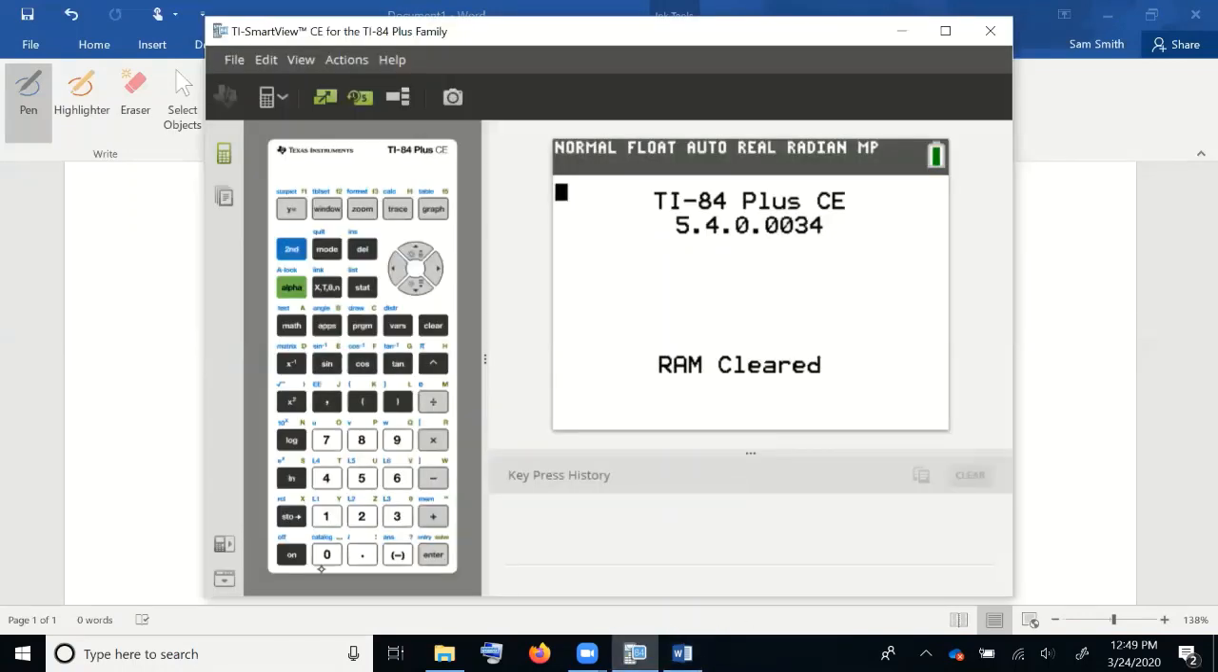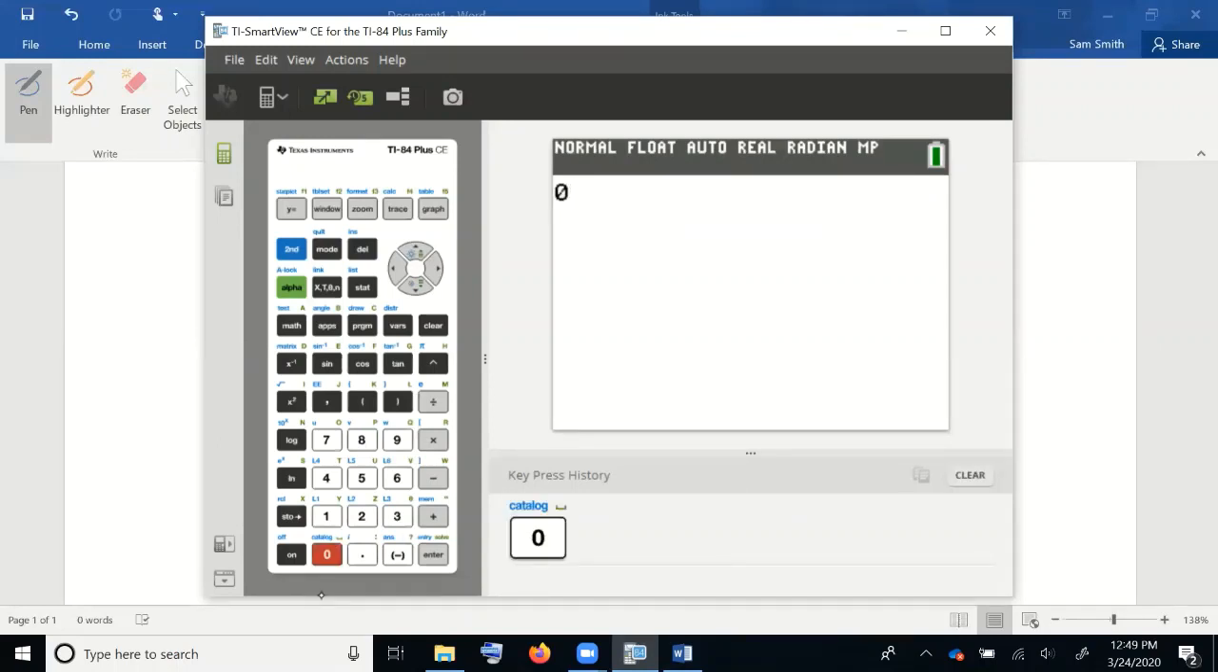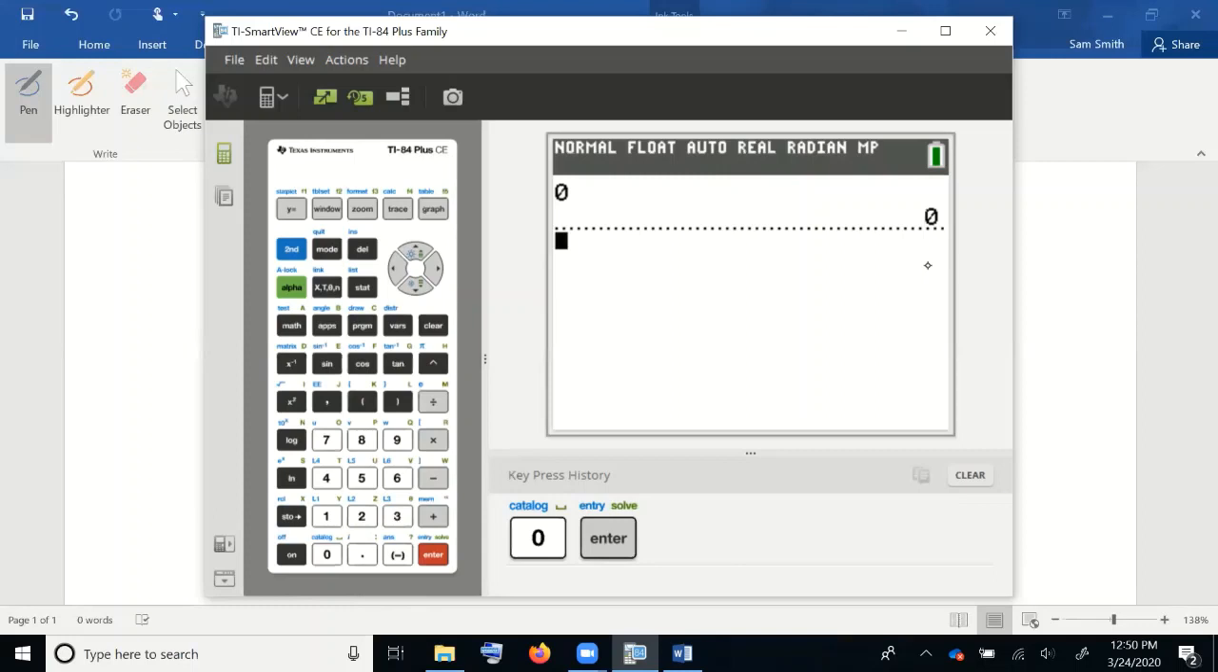So I'm going to start by typing in 0. This is our x naught value. And then I'm going to hit enter. And this is going to save 0 in the calculator's memory as the last answer that it provided for us.